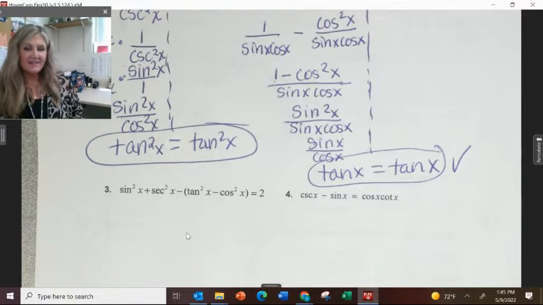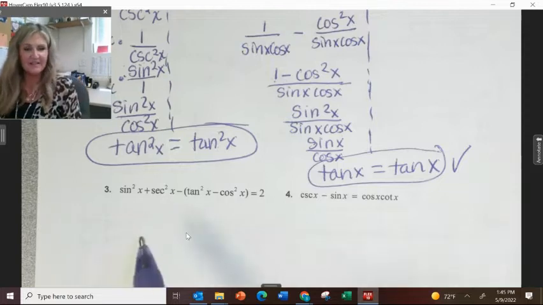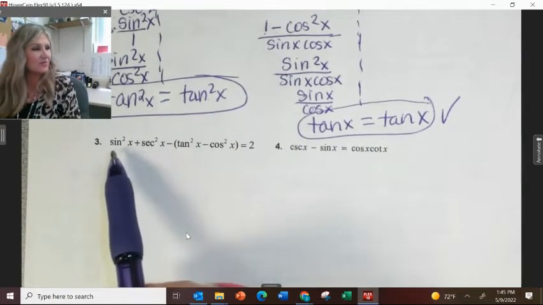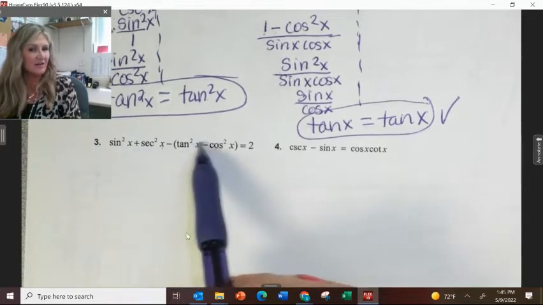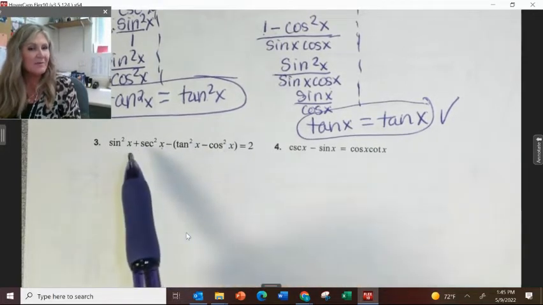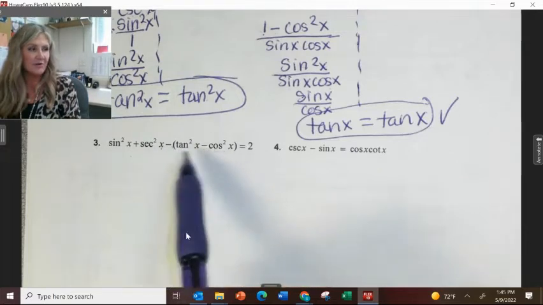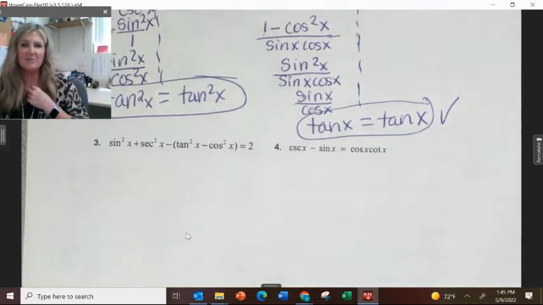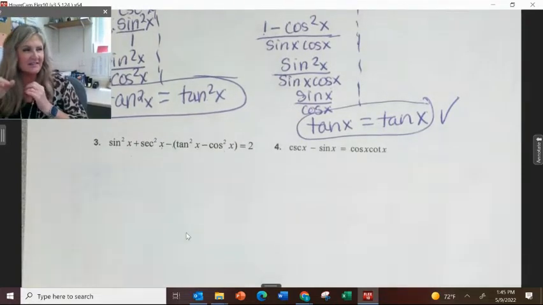All right. Let's do a couple more because I know this is new and it might seem a little difficult to some of you when you're first starting. All right, let's look at this one. One of our methods is to write everything in terms of sine and cosine, but another method is just to distribute and rearrange things.